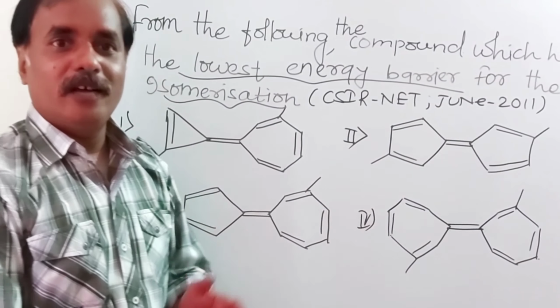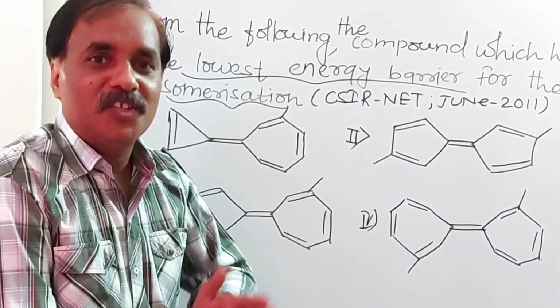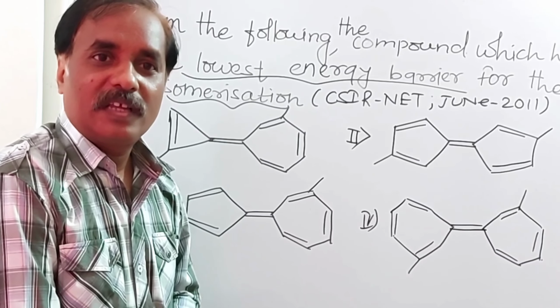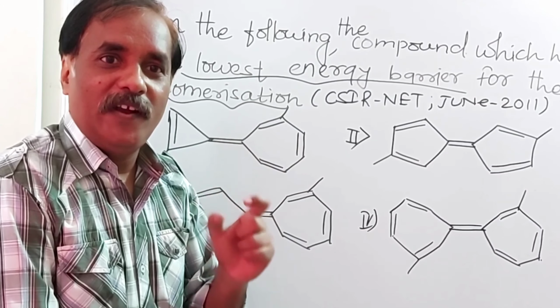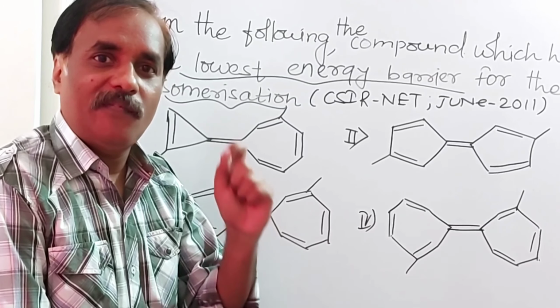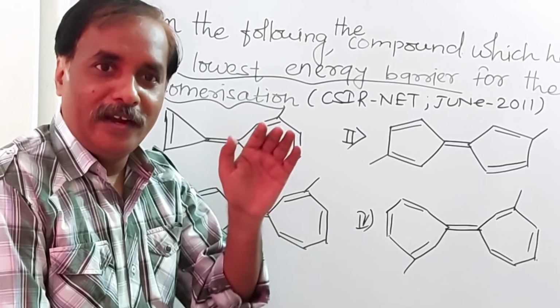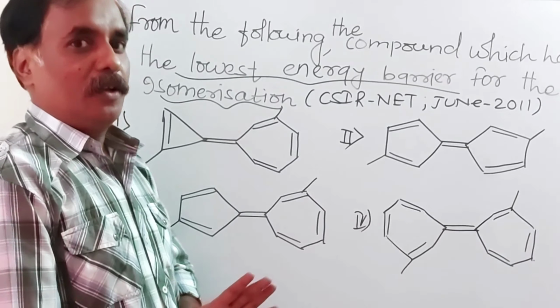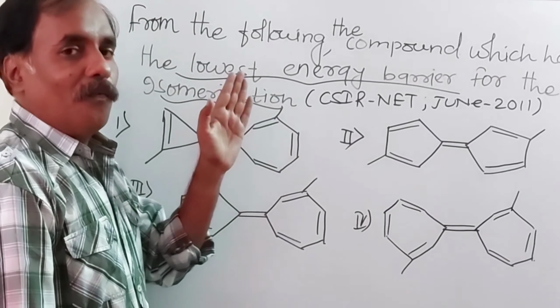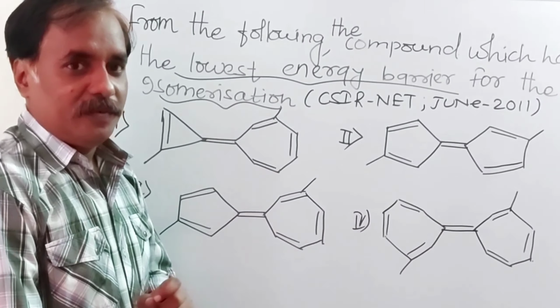We know that the relation between stability and energy is inversely proportional. As the stability of an organic compound increases, stability of an aromatic compound increases, energy decreases. So here we have to identify the aromatic compound. Take the first.